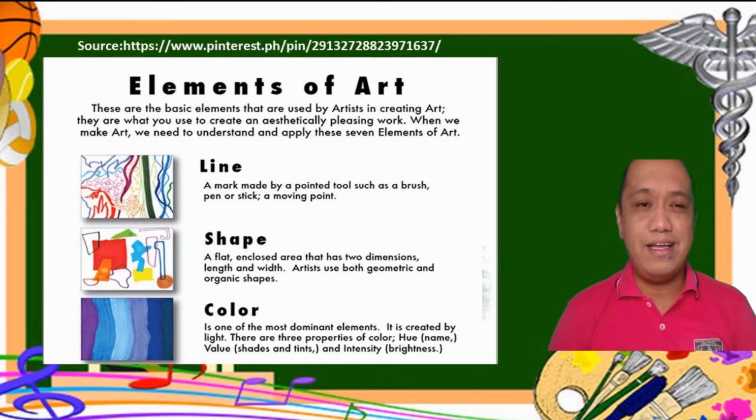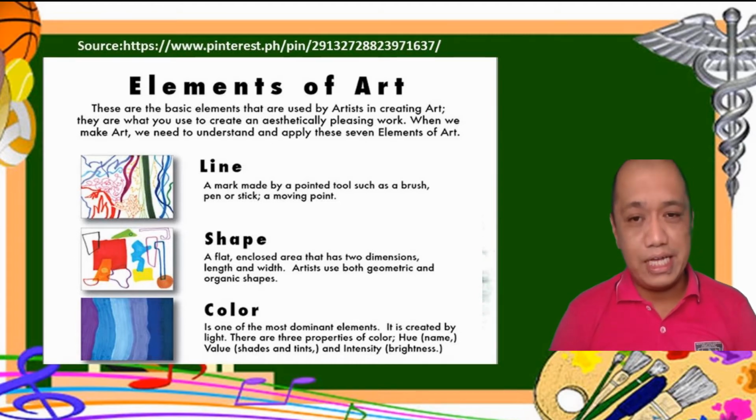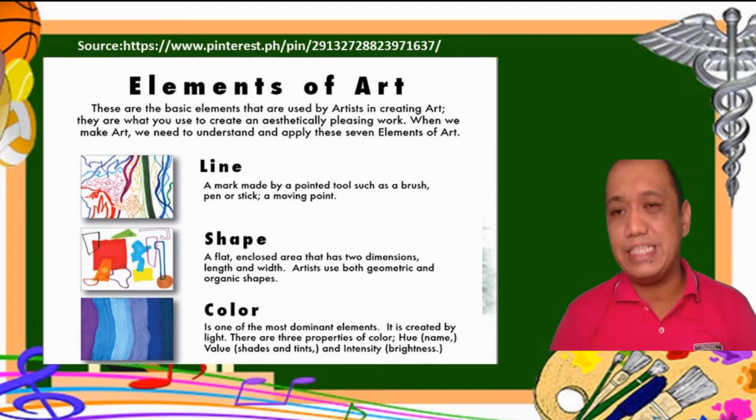Let us now try to understand the following elements of art. First, we have line. Line is a mark made by a pointed tool such as a brush, pen, or stick. It is also known as a moving point. Next, we have shape. Shape is a flat enclosed area that has 2 dimensions, length and width. Artists use both geometric and organic shapes.